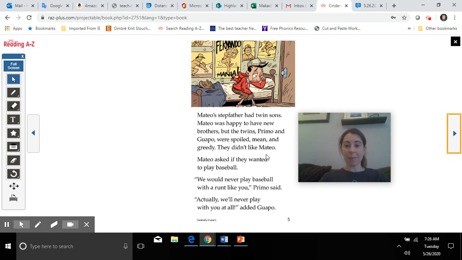They didn't like Matteo. Matteo asked if they wanted to play baseball. We would never play baseball with a runt like you, Primo said. Actually, we'd never play with you at all, added Guapo.